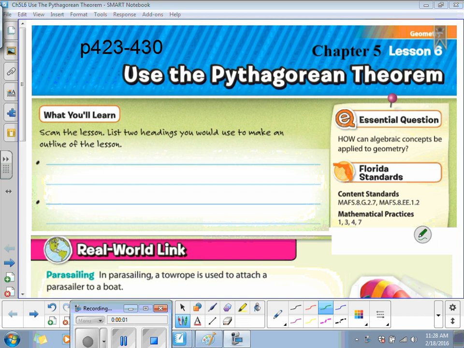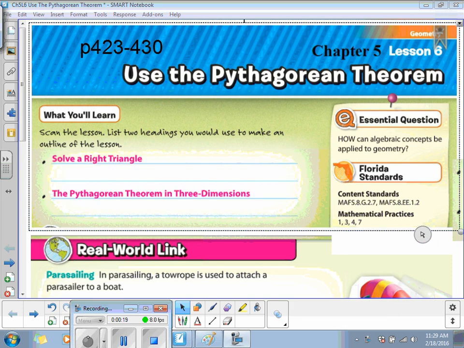Lesson 6, we are going to use the Pythagorean theorem. It says here, list 2 headings you'll use to make an outline of the lesson. So, when you were looking through, what did you think? Pythagorean theorem. We're looking at the Pythagorean theorem. What else? And we're going to learn how to solve a right triangle.